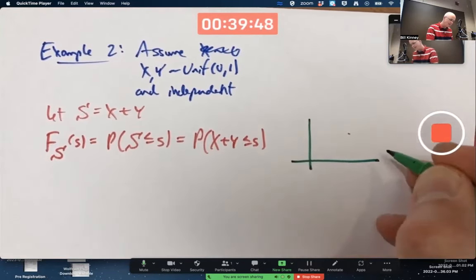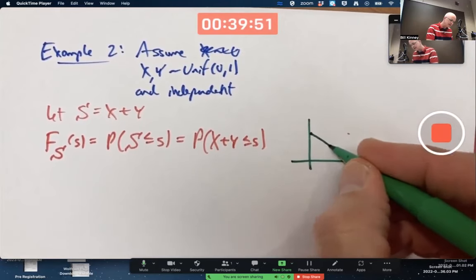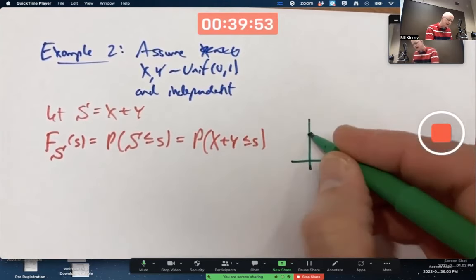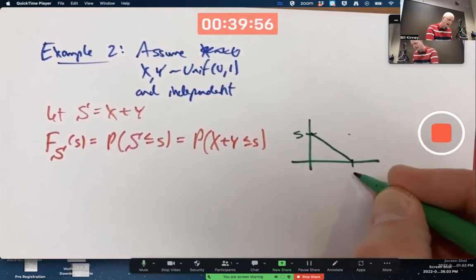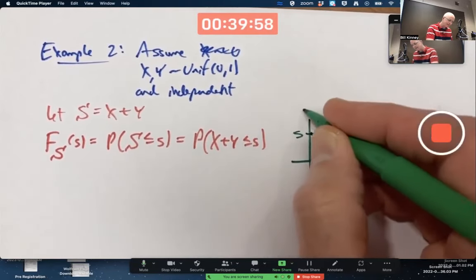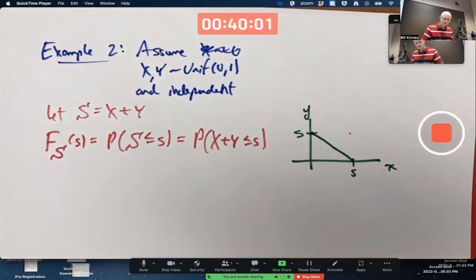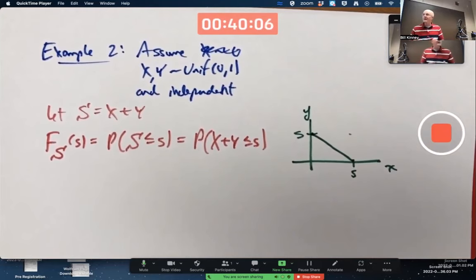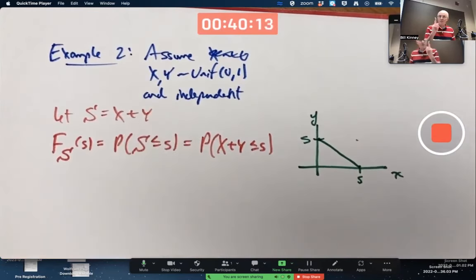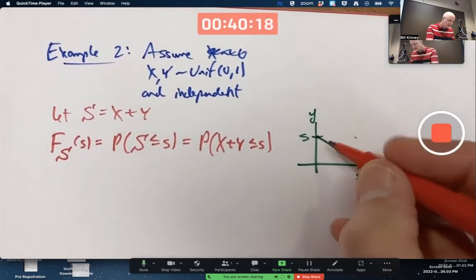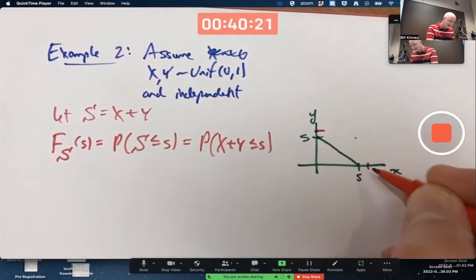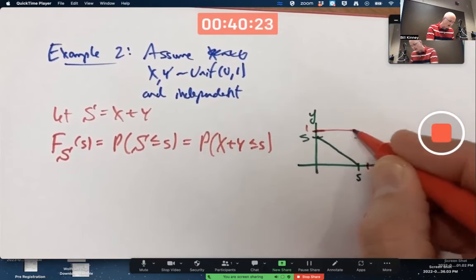Make a drawing. We're once again thinking about regions underneath this line. Slope of -1, x and y, intercept of s. X and y are uniform on 0 to 1. I'm assuming they're independent, so their joint PDF is going to be the product of their individual PDFs, which is 1 between 0 and 1. And the product will also be 1 over a square that intersects the x and y axes at 1.